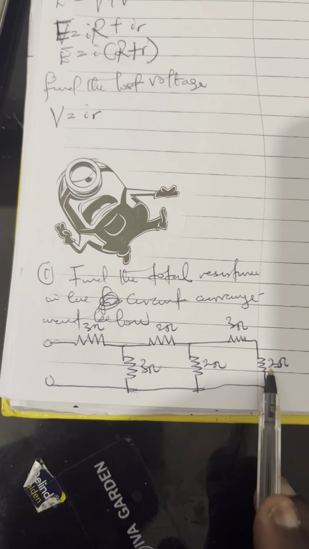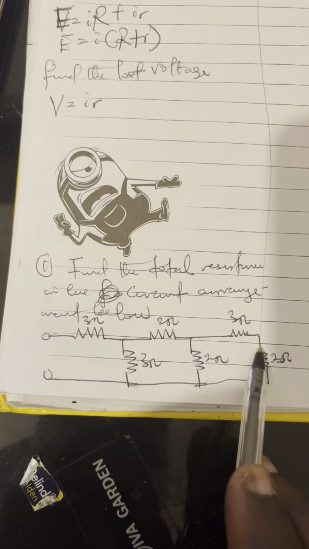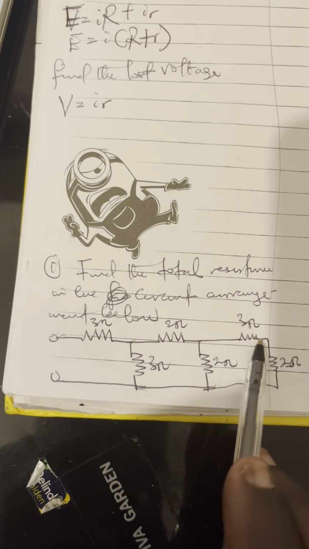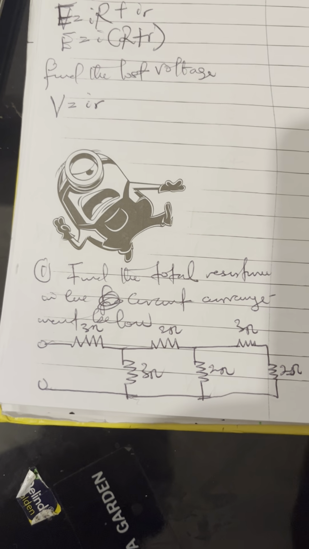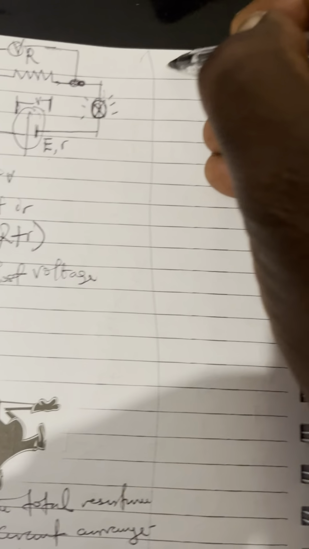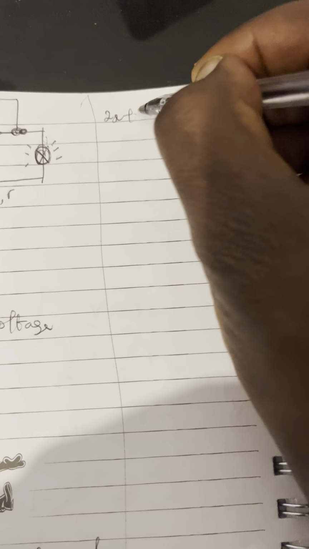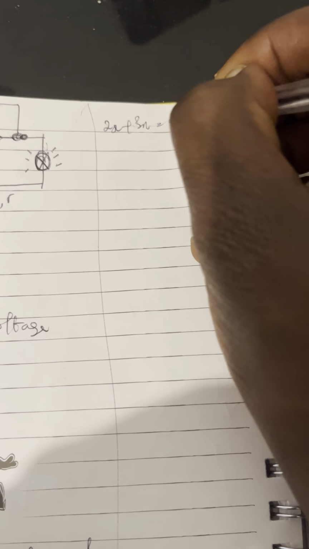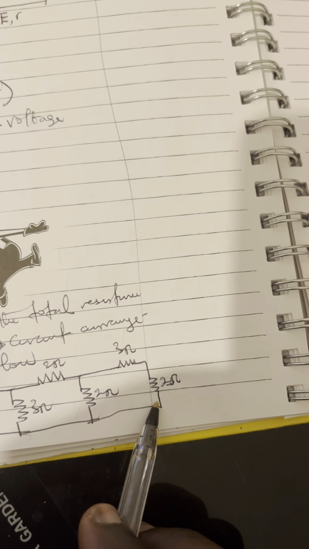Now, when you want to solve something like this, look at it. Start from the back. What do you have here? You have 2 and 3. You discover that when the current flows like this, there's no division here. So it means that 2 and 3 are in series. So you just come here and say 2 ohms plus 3 ohms. You have 5 ohms. You have gotten that one. So the whole of this is 5 ohms.